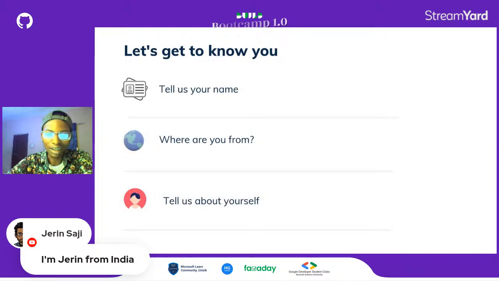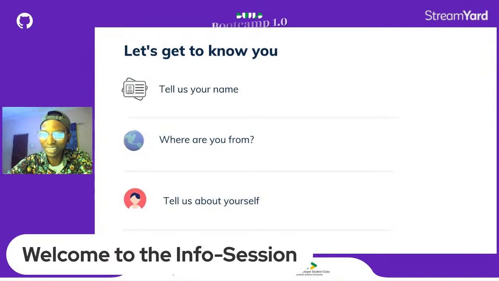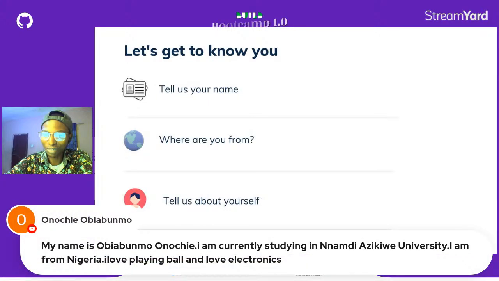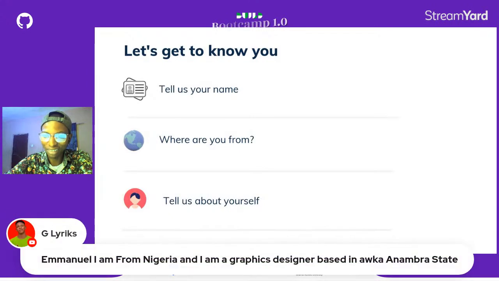Welcome. Okay, Sydney. Owaya Sydney from Delta. Nice to meet you, Delta, Nigeria. Okay, Onochie is a student of Nnamdi Azikiwe University. He's from Nigeria. I love playing football and I love electronics. Nice to meet you, Onochie. G Linux Emmanuel, I'm from Nigeria. I'm a graphic designer based in Awka, Anambra State. Nice to meet you, Emmanuel.